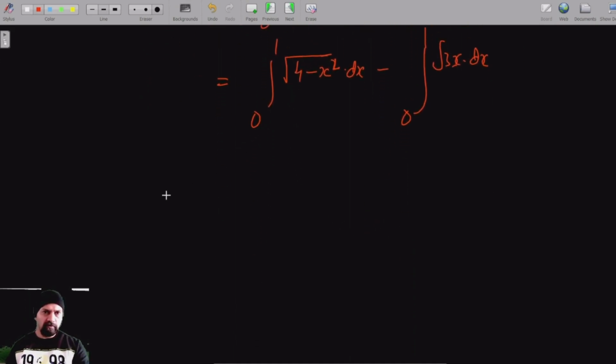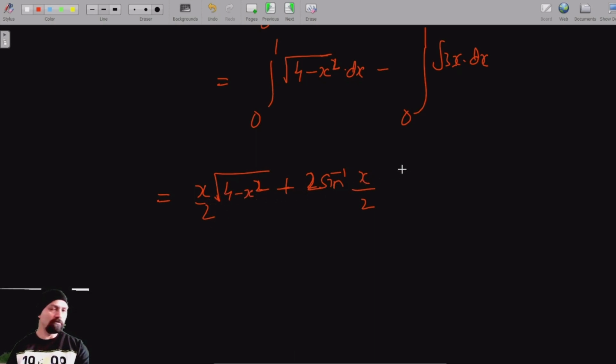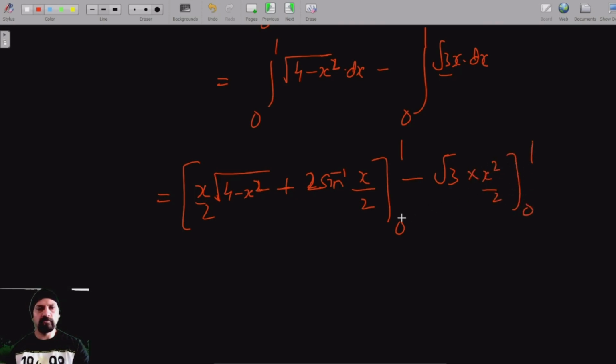Okay, so this is of the form under root a squared minus x squared, which integrates to x by 2 under root a squared minus x squared plus a squared by 2 sine inverse x by a. So x by 2 under root 4 minus x squared plus 2 sine inverse x by 2, to be integrated for the limit 0 to 1. Root 3 is a constant, and x squared by 2 for the limit 0 to 1.